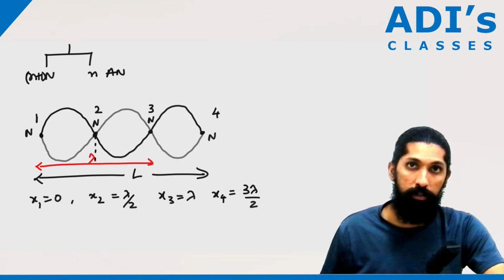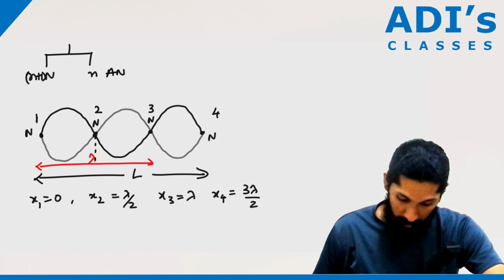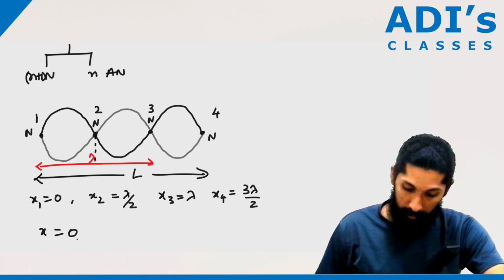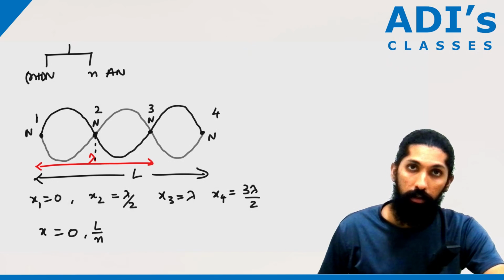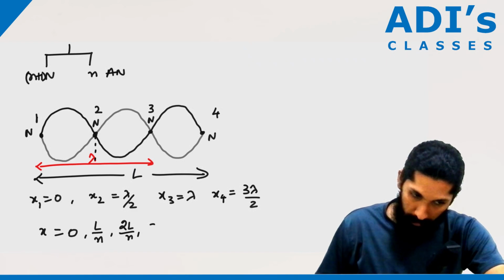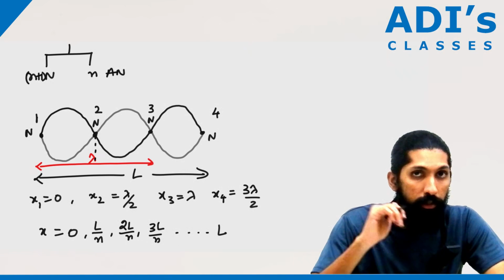If you generalize it, then the position of the nodes will start from, first is going to be x equal to 0, and in the next case it's going to be L divided by N. And the next one is going to be 2L divided by N, 3L divided by N, and so forth till L. Now how do we get the formula?